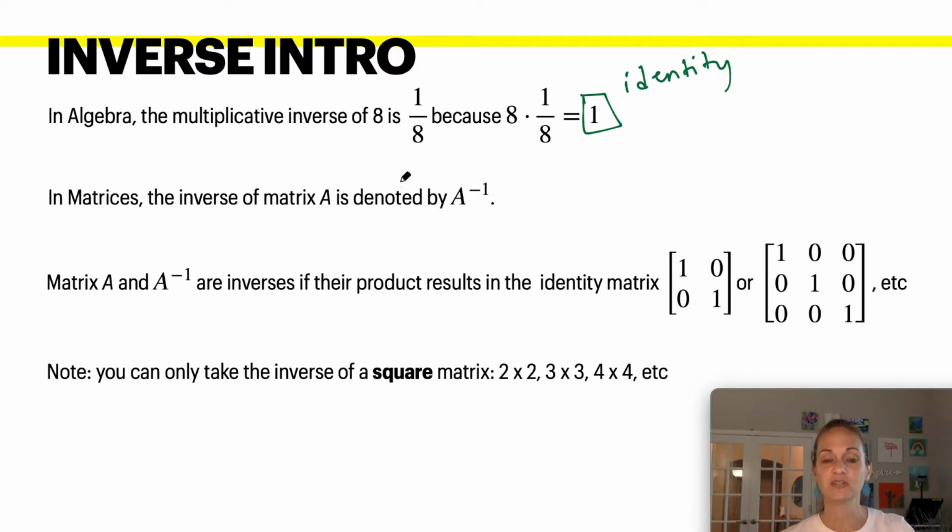The inverse of matrix A is denoted by A raised to the negative 1. And if you were to multiply any matrix by its inverse, then the product becomes the identity matrix, which is a diagonal of 1s with all other numbers being 0. Again, please note that you can only take the inverse of a square matrix.